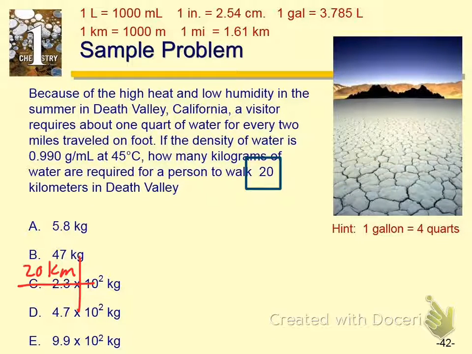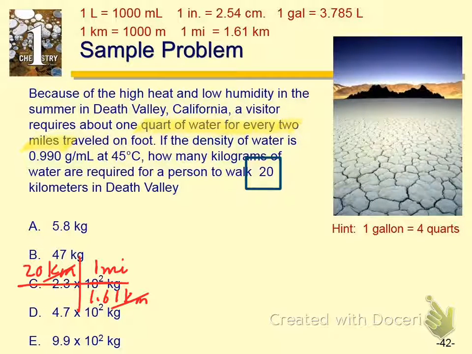Miles. Why are we going to convert to miles and not meters? Because the problem says you need a quart of water for every 2 miles. So the units that are given in the problem give us a guide to know where to go. So we're going to convert our kilometers into miles. So 1 mile is equal to how many kilometers? 1.61 kilometers. Okay? Cancel your units.